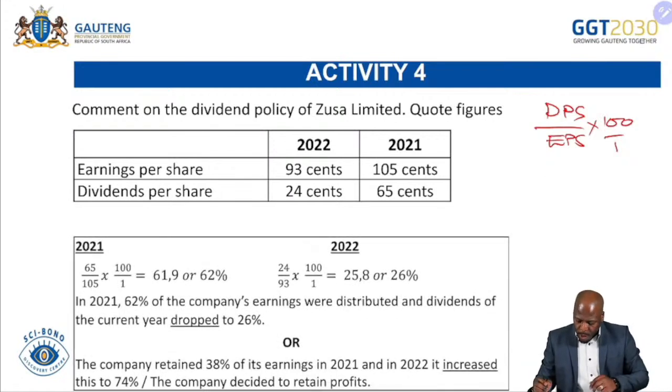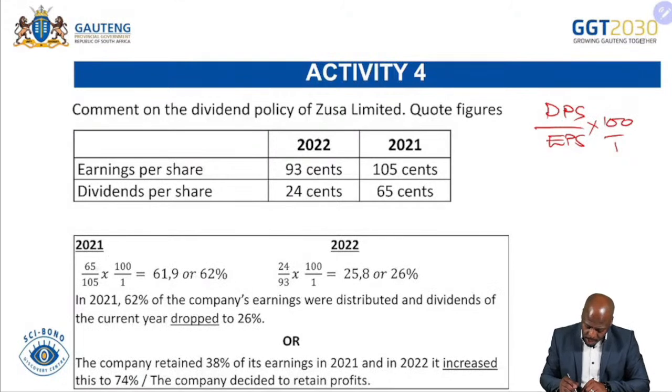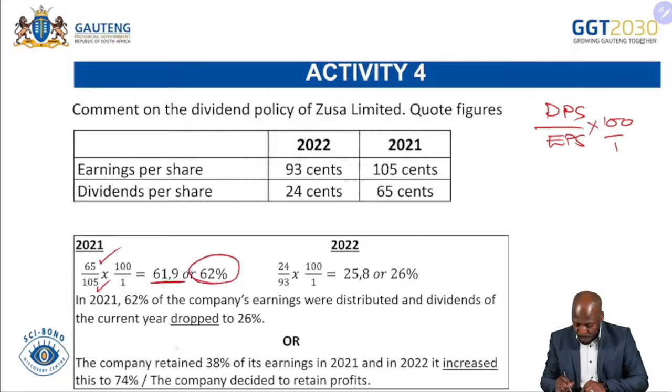Okay. Now, let's start in the year 2021. Our DPS in 2021, our dividend per share, was 65 cents. You can see there. And our earnings per share is 105. And we have given 61.9% or 62%. What does that mean? Of the earnings that the company received in the year 2021, the company has distributed dividends which are equal to 62%. Are you still with me?